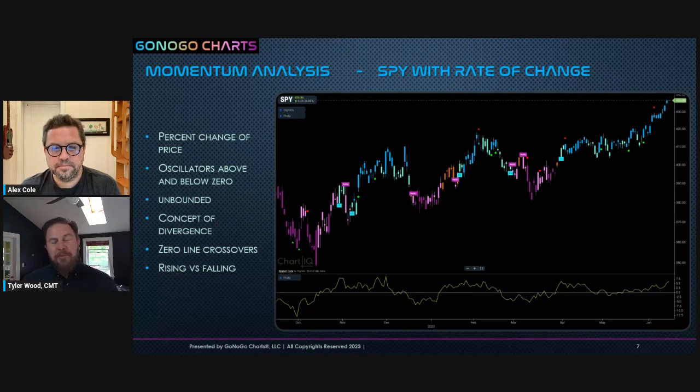And that range-bound territory that we were talking about that Wells Wilder was trying to deal with, if we're in a range-bound market, this rate of change indicator is just going to bounce around the zero line, which basically destroys a lot of the utility for the tool.